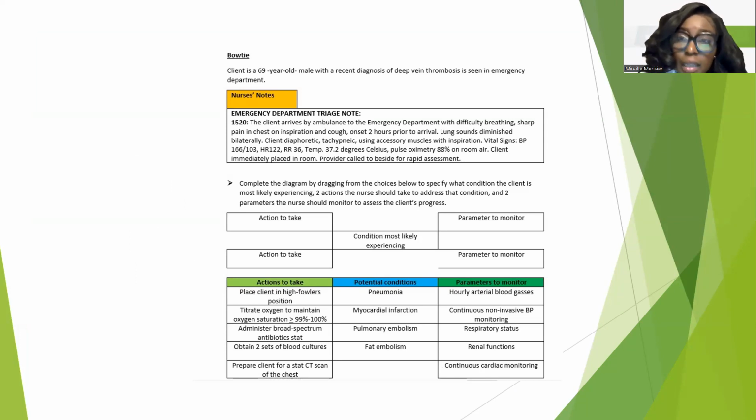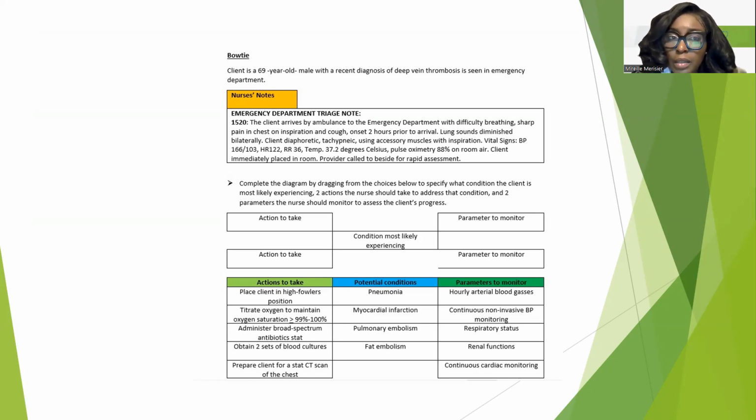It's 15:20. The client arrives by ambulance to the emergency department with difficulty breathing, sharp pain in the chest on inspiration, and cough. Onset 2 hours prior to arrival. Lung sounds are diminished bilaterally. The client has become diaphoretic, tachypneic, using their accessory muscles with inspiration.